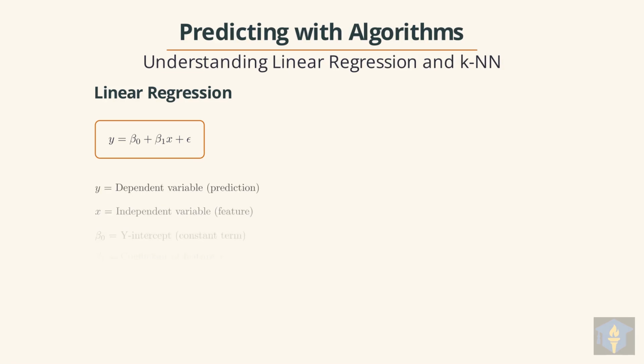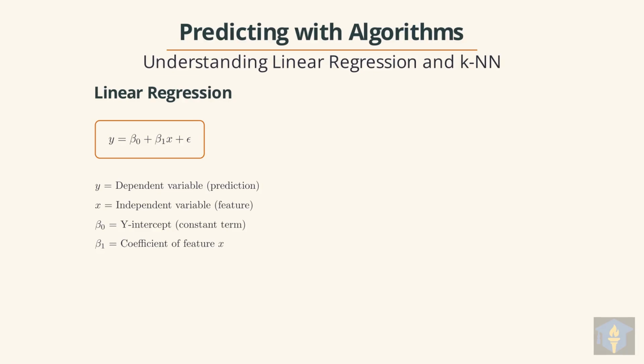In this formula, y represents our dependent variable, which is the value we are trying to predict, and x is our independent variable, also known as the feature that helps us make that prediction. Beta naught represents the y-intercept, which is a constant term where the line crosses the y-axis. Beta 1 is the coefficient of our feature x, indicating the impact x has on y.